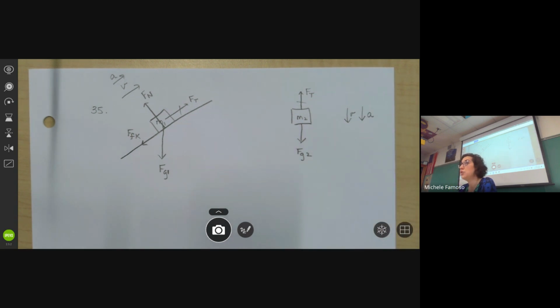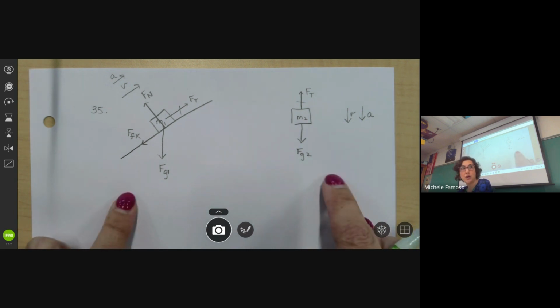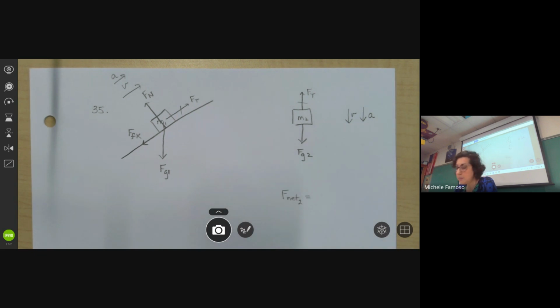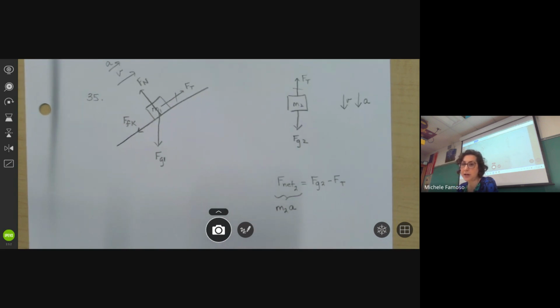So I'm now going to write Newton's second law equations for each of these. Let's start with the block of mass M2. The net force on block mass 2 would be FG2 minus FT. And that net force would be mass 2 times that acceleration. The weight would be M2G and FT. Notice again, I've got two unknowns. I don't know A or FT. I'm giving you masses so we can figure other things out.